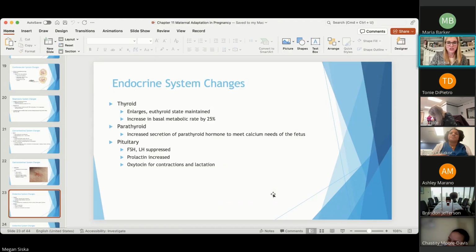Thyroid enlarges, but still functions the same. There's an increase in basal metabolic rate by about 25%. The parathyroid increases secretion of hormones to meet the calcium needs. And we also do recommend that pregnant women get a little extra calcium either through their diet or maybe a calcium supplement if there's someone who can't handle dairy.